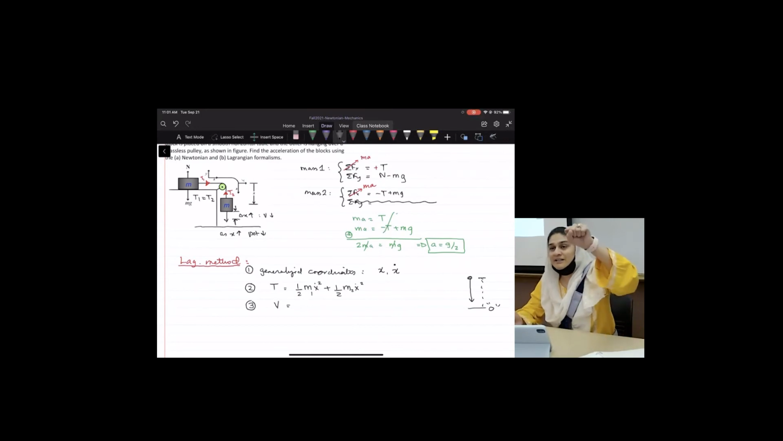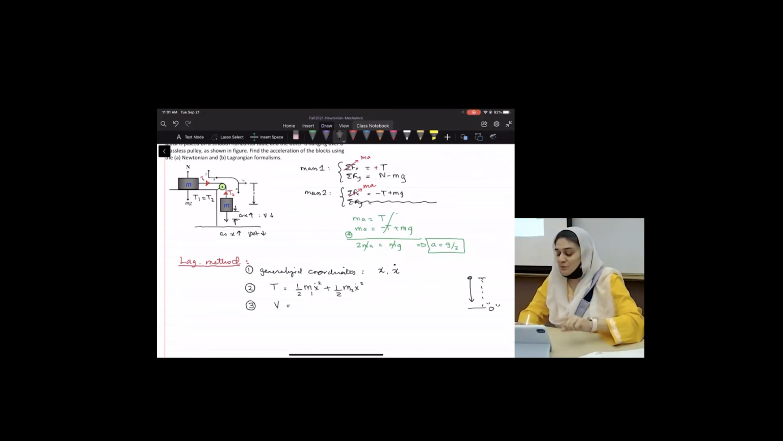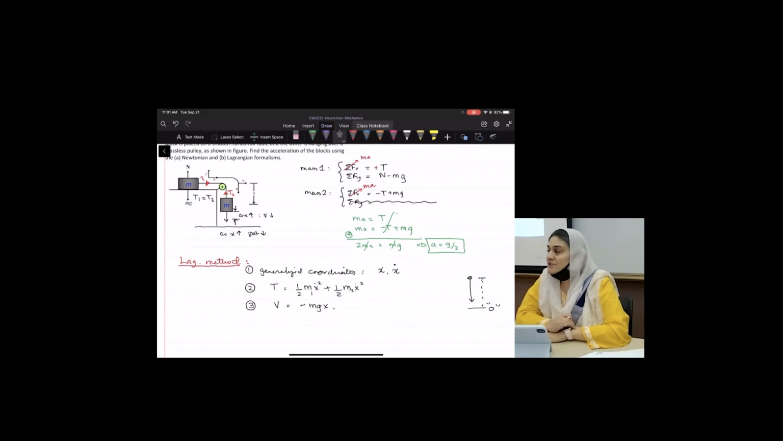Because it is now a connected system, you can't just ignore it. Does that make sense? So in this case, what will be my potential? Opposite to x. As x goes up, your potential goes down.